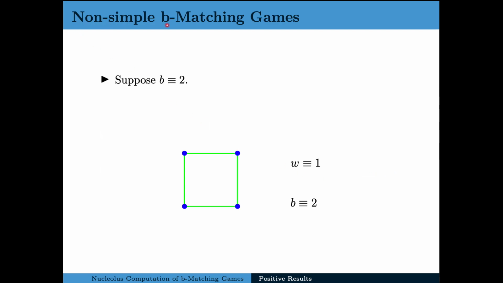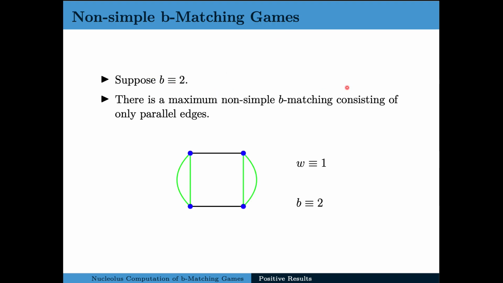Now let's consider non-simple b-matching games. Suppose b is equal to 2 for all vertices. Then we can show that there's a maximum non-simple b-matching consisting of only parallel edges. To illustrate this idea, in the 4-cycle, the maximum non-simple b-matching could consist of all the edges, or we could fold every other edge on itself to get a disconnected non-simple b-matching. Therefore, it suffices to run the Kopelowitz scheme with n² constraints between all pairs of vertices.